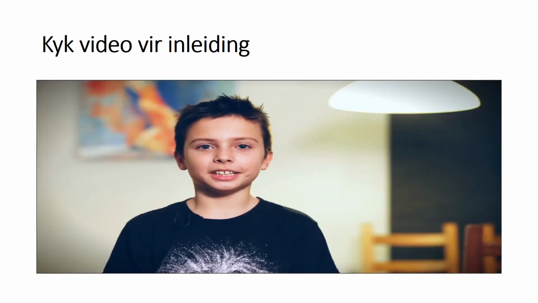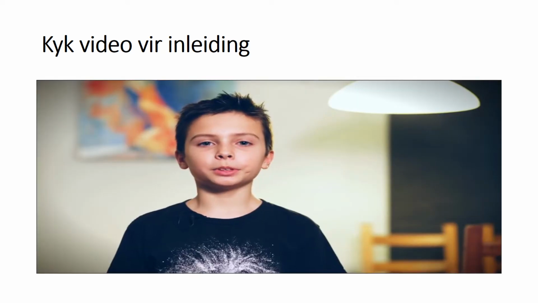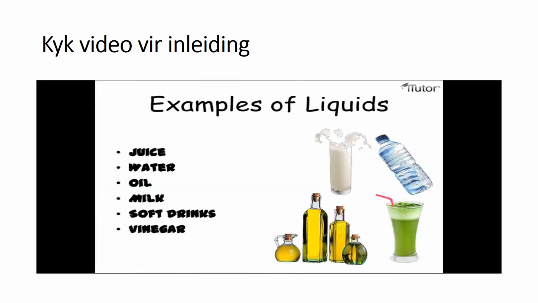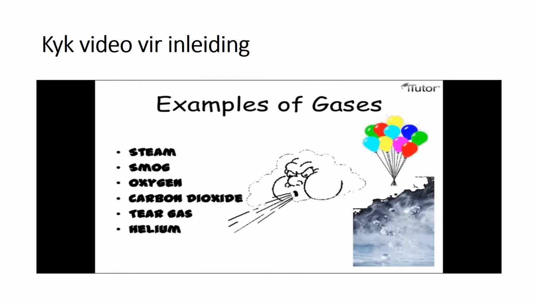There are many examples of each state. Examples of solid may be ice, bricks, wood, car, and glass. Examples of liquid may be juice, water, milk, oil, or tea. Examples of gas may be steam, smog, oxygen, or helium.